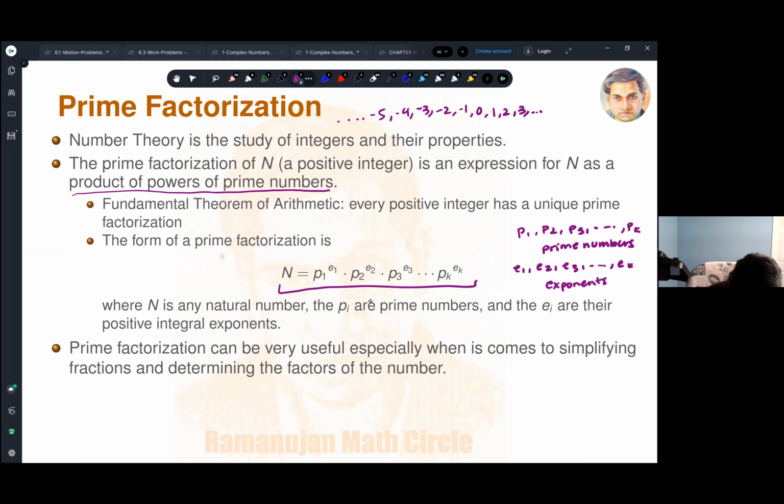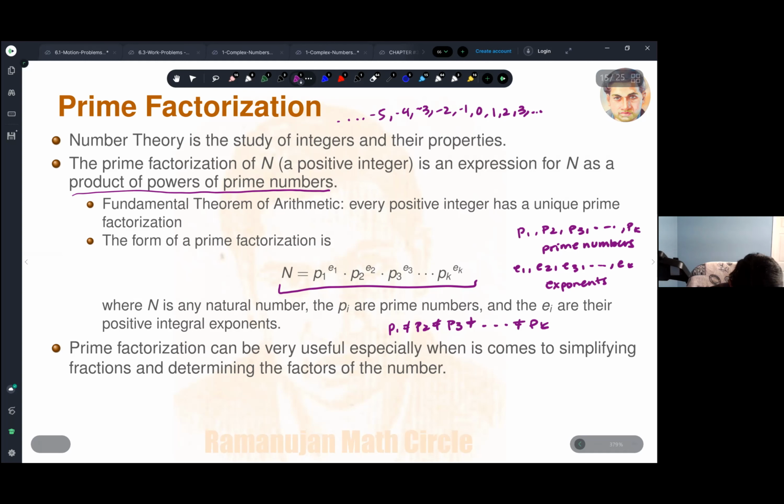Note that P1, P2, P3, and so on till PK are different when written in a prime factorization. I'll write this down. Because there's only one unique prime factorization, if P1 was equal to P2 for some reason, then there would be multiple ways you can write it down. So in essence, that's what a prime factorization is. And as we start to do examples, we'll start to understand what it means.